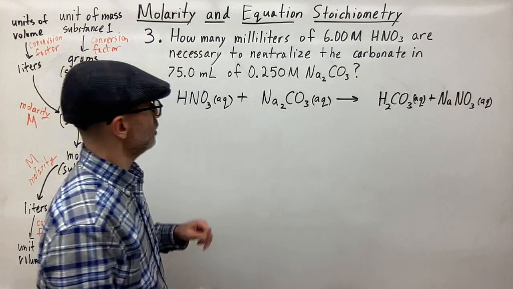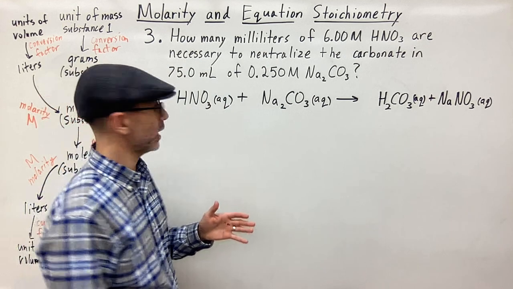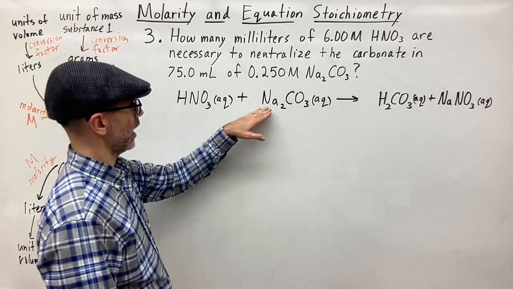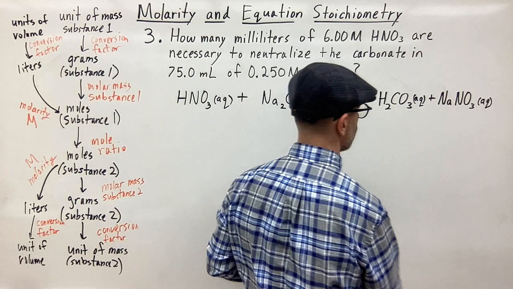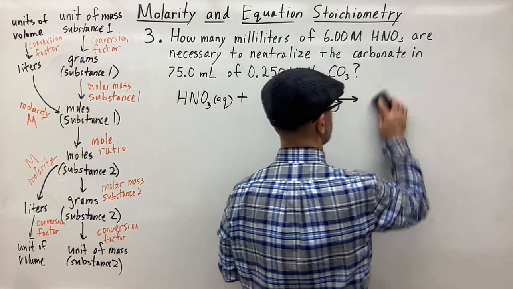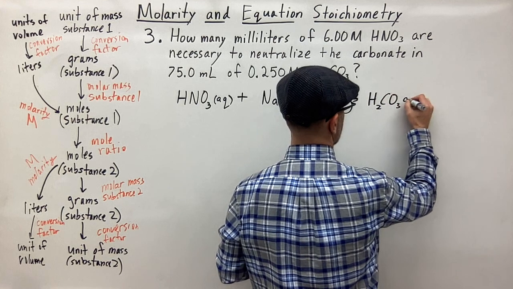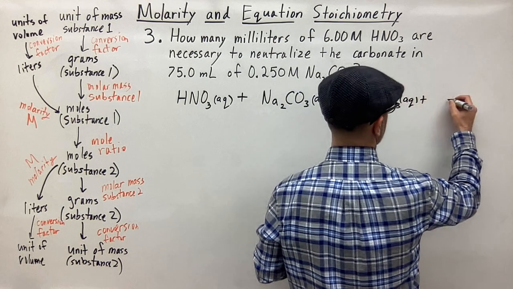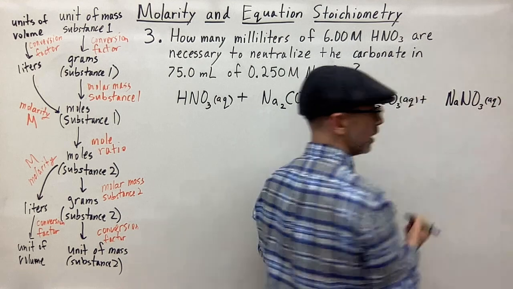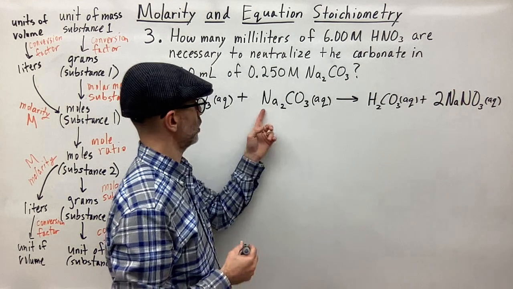Now that we have all of our reactants and products, all we need to do is balance the equation. We're going to balance this starting with the metals. We have 2 sodiums here and only 1 sodium here. Let me rewrite this: H2CO3 aqueous plus NaNO3 aqueous. I need a 2 there to balance the 2 sodiums.